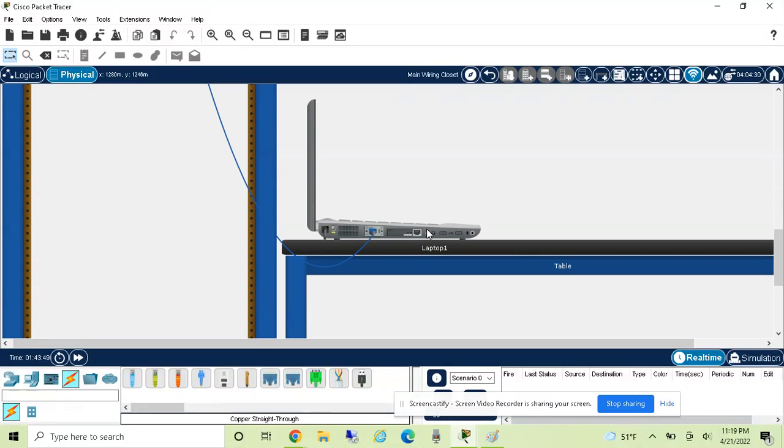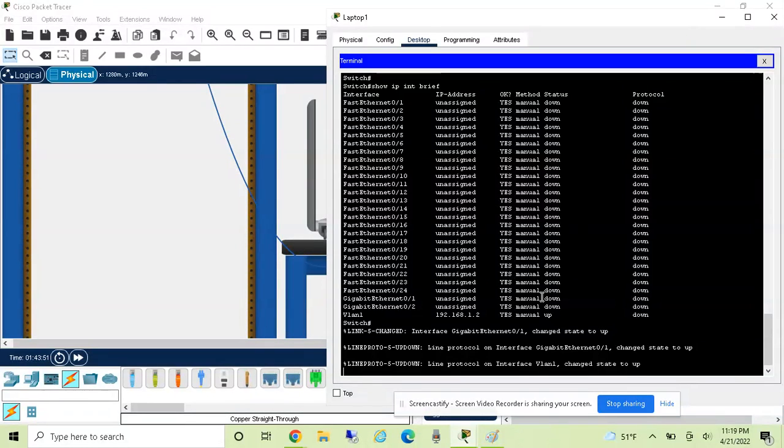So I'm currently in the switch, and we have some information. It says line protocol interface VLAN 1, changed state to up, and then line protocol GigabitEthernet 0/1, which is what we just plugged our cable into, changed state to up.